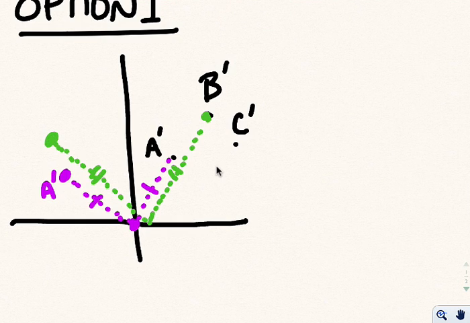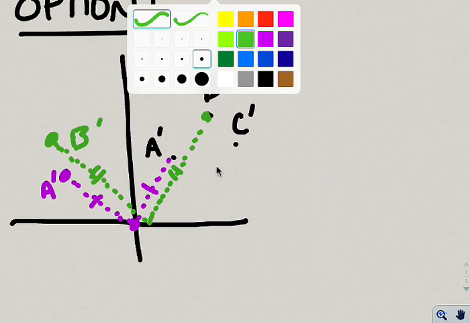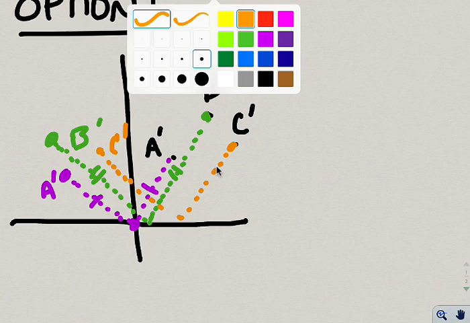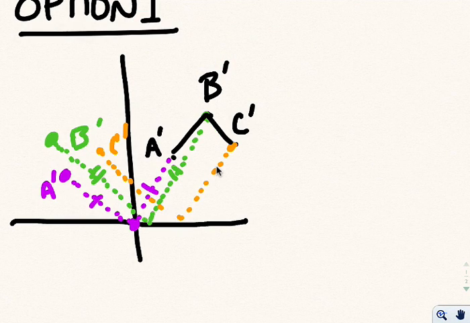Yeah, the distances aren't perfect. B prime. And then you'll do the same thing for C, which I will do in orange. You bring a line straight down, bounce it off, same distance. And that's your C prime. And then now you can compare your two triangles, ABC and A'B'C', okay?